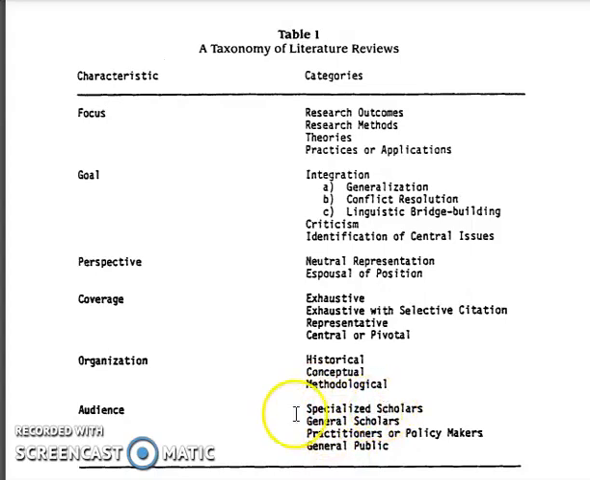And lastly, the review is based on who is going to read your review. Whether it is for specialized scholars, then you have to be clear about the various jargons, and it has to be in greater detail. Then for general scholars, it is going to be again less jargon but more detail has to be there. Then for practitioners and policy makers, the attention will be completely different. And if it is for the general public, the paper has to be very simple, and you have to include the implication of a particular theory.